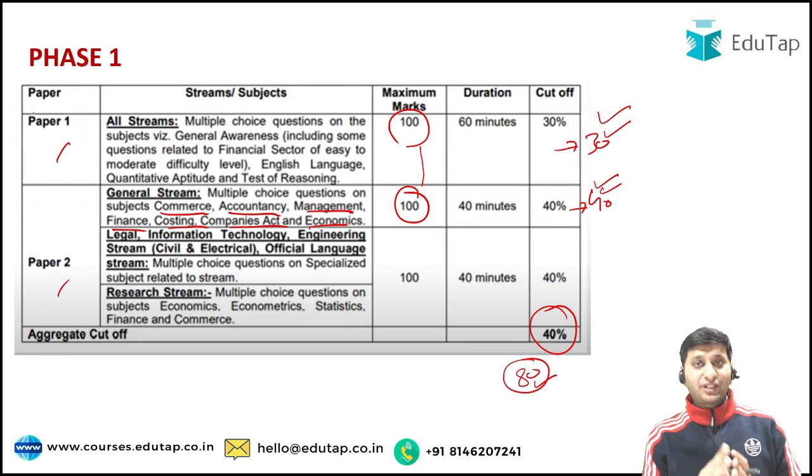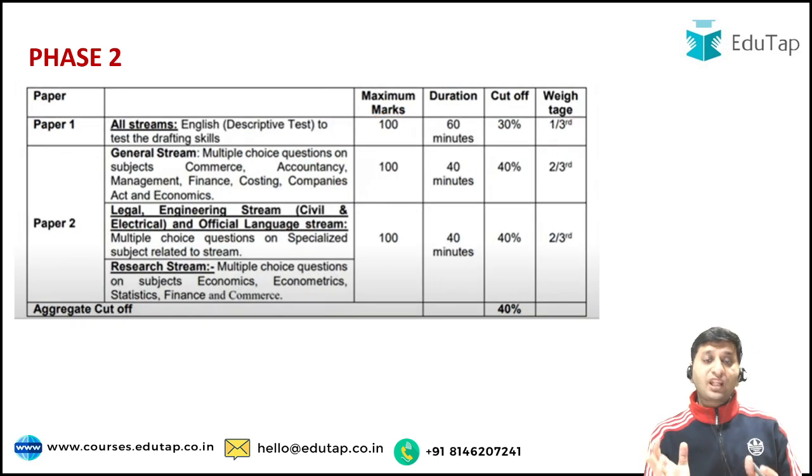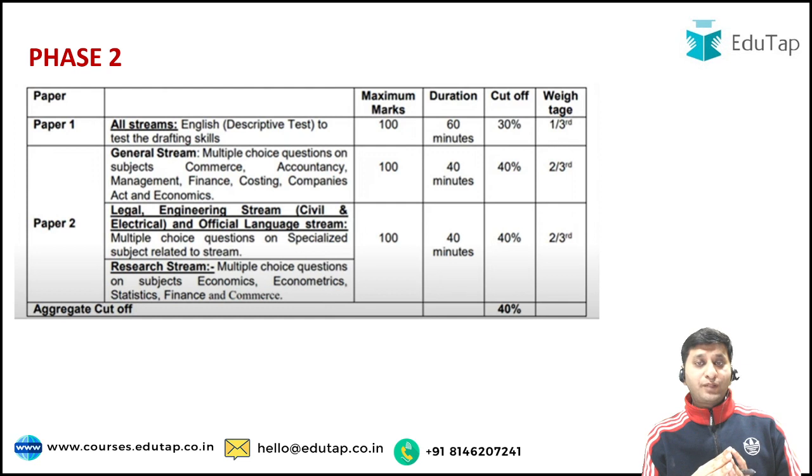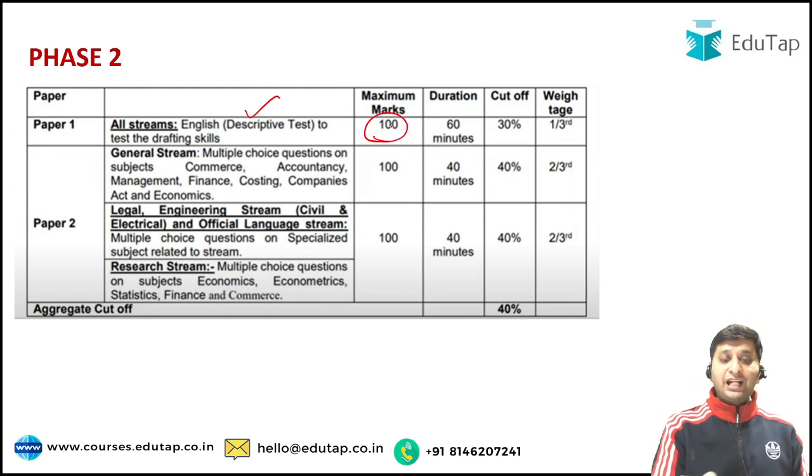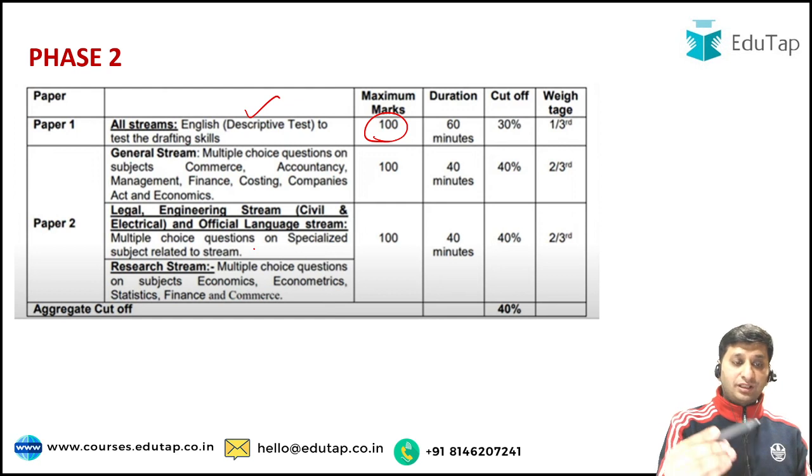Everybody who got 30% in paper 1, 40% in paper 2, and overall 40% cleared phase 1, and that is the reason so many people, around 13,000 people, were able to clear phase 1. Now coming on to the phase 2, in phase 2 there was paper 1 and paper 2 again. Paper 1 was basically descriptive test on English, 100 marks, and paper 2 was the same which was there in phase 1, consisting of subjects like commerce, accounts, finance, management, costing, companies. Like this is again 100 marks, right?